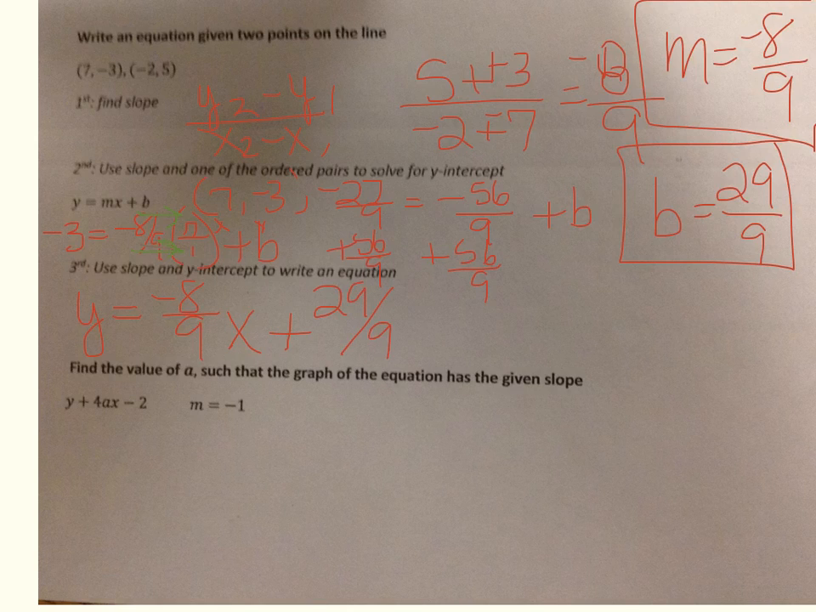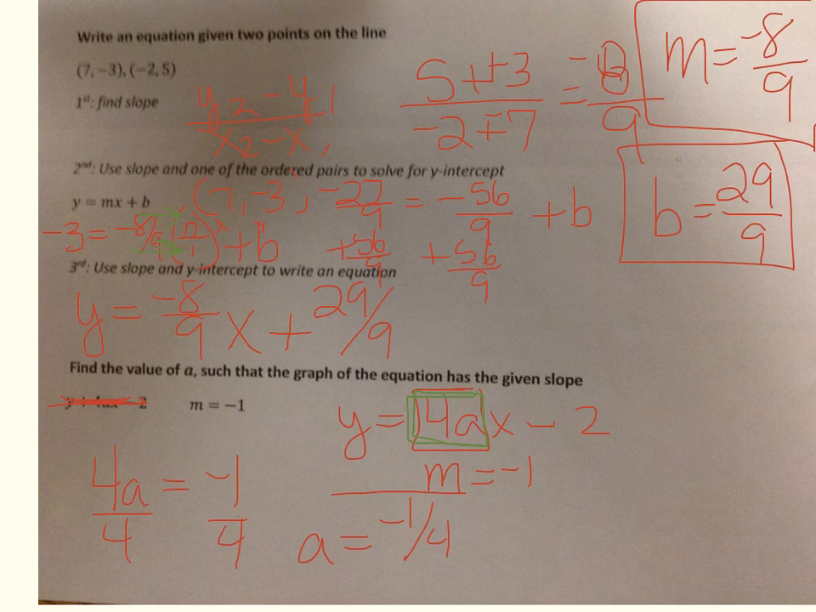Okay. Last one says to find the value of a so that the graph of the equation has the given slope. So this is a typo. It should actually say y equals 4ax minus 2. That's the first thing you need to know. This right here represents my slope, which equals -1. So I need to make this equal -1. Well, let's just write an equation saying that 4a has to equal -1. Divide both sides by 4, and I find out that the value of a has to be -1/4.